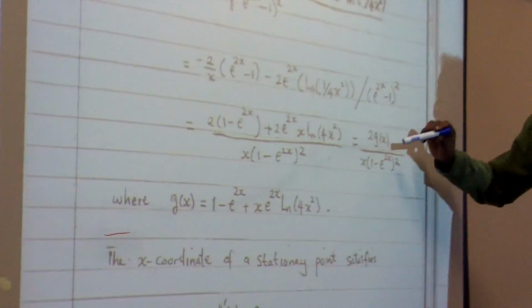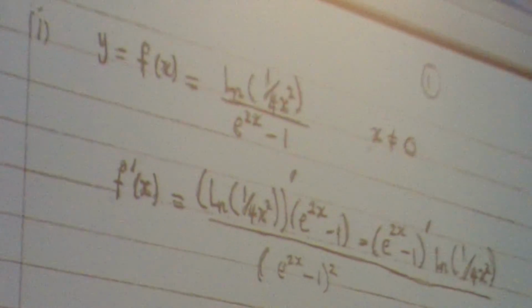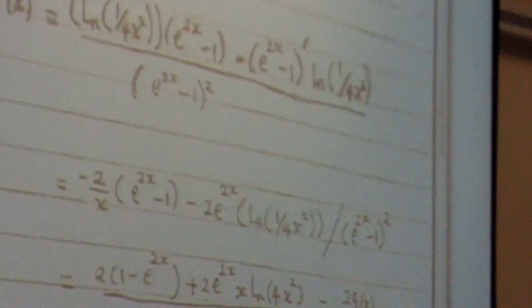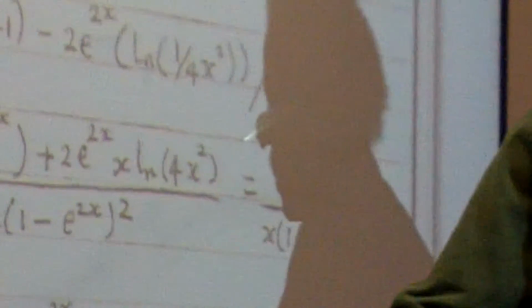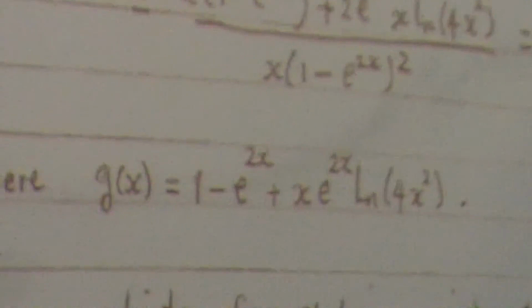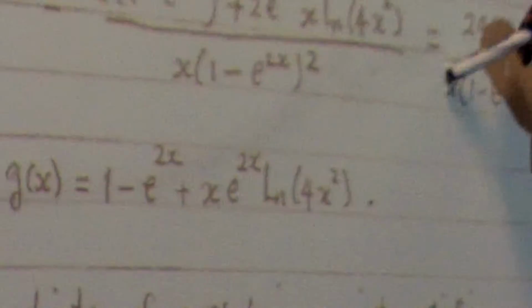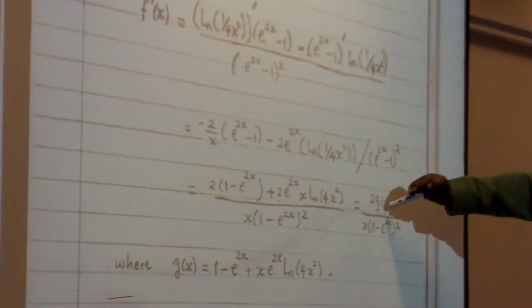You are going to end up with f'(x) equaling, attention please, 2g(x) divided by x, and then that bracket is squared. What is g(x)? This is g(x). It's 1 minus e^(2x) plus x e^(2x) (ln 4x)^2. That is what happens when you carry out the differentiation correctly. By the time you finish, this is what you get.